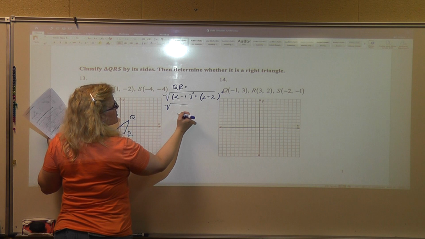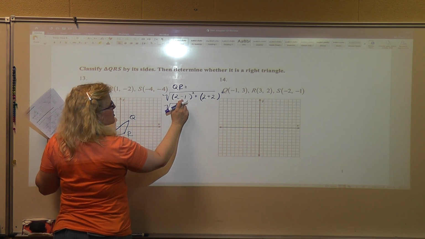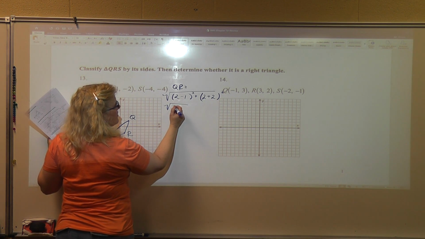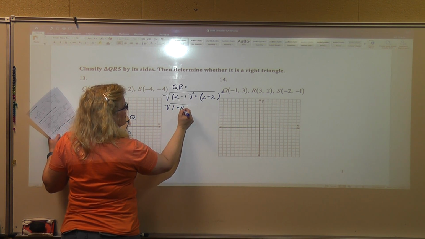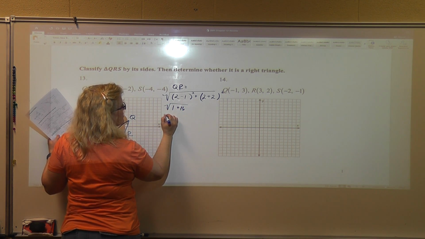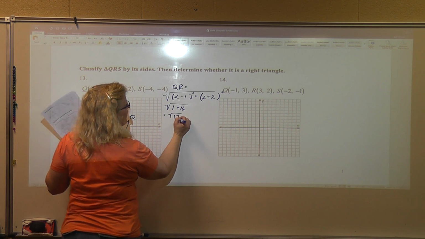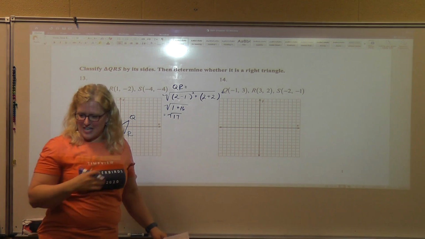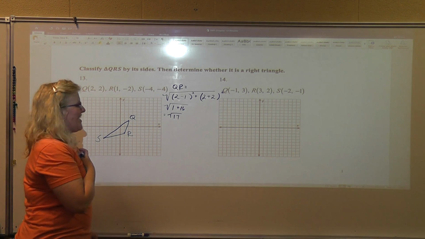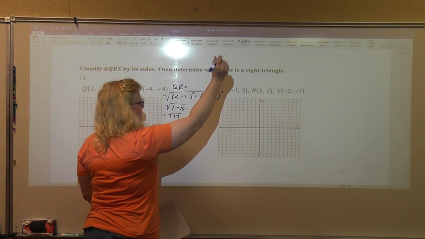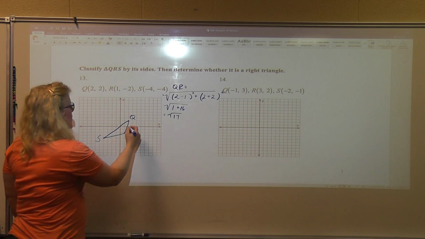So this gives me the square root of 2 minus 1 is 1, squared is 1. 2 plus 2 is 4, squared is 16. So this is the square root of, did you see me jump? That scared me. I'm surprised I didn't go whoop. All right, so this is the square root of 17.